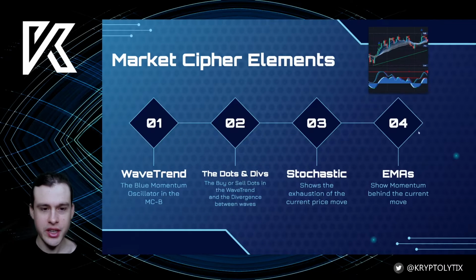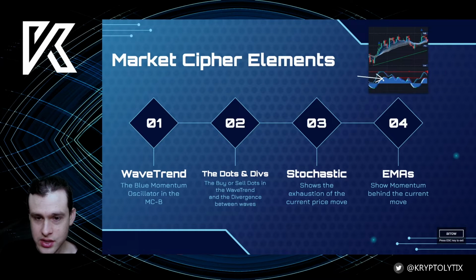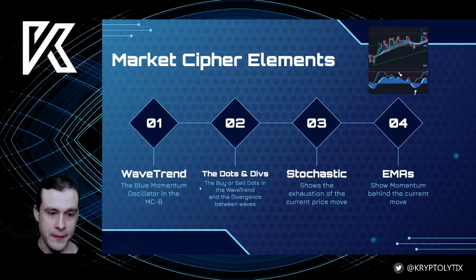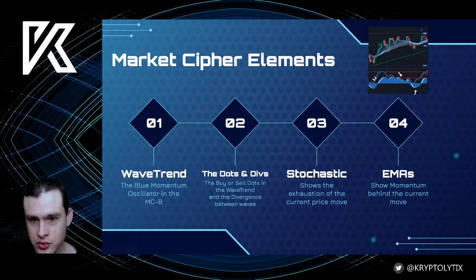on the 3-div chain. So just to remind everyone, the Market Cipher elements has the wave trend, which is this little thing here. That's just an oscillator that shows you where we are at in the current price action or this price move. For example, the dots and divs, as you can see, I've also called it divs here. Those are the little dots there and the divs. And the stochastic line, which is this blue/purple line here, which shows you trend exhaustion of the current price move. And then the EMAs, which is right here on the chart example there.